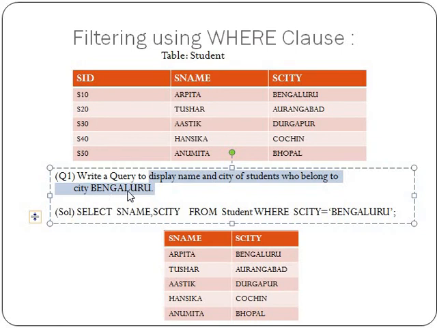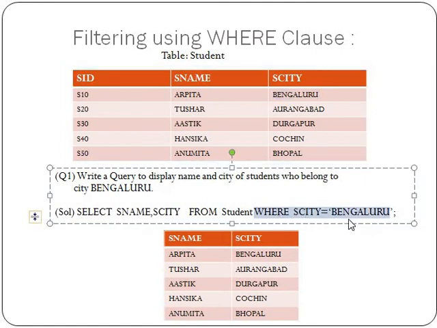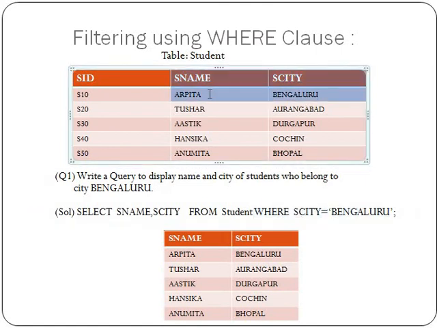So for this to happen, I have to set the condition after the where clause like this. I have to set the condition as where S city equal to Bangalore. This is going to retrieve the elements for the columns S name and S city, but only for which the S city should be Bangalore, as set in this condition. And this gives only Arpita as the S name and Bangalore as the S city.